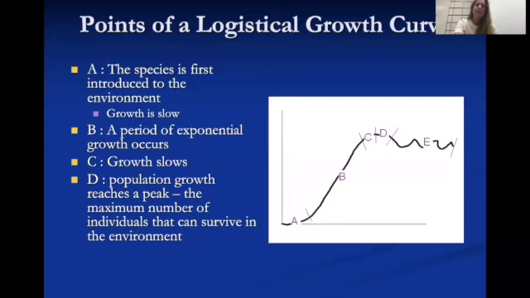At D, our population reaches its peak. This is the maximum number of individuals that can survive in this environment. So this is the maximum number of individuals that there's enough food for. This is the maximum number of individuals that there's enough territory for. Maximum number of individuals that there's enough water for. And so this is your population at peak.